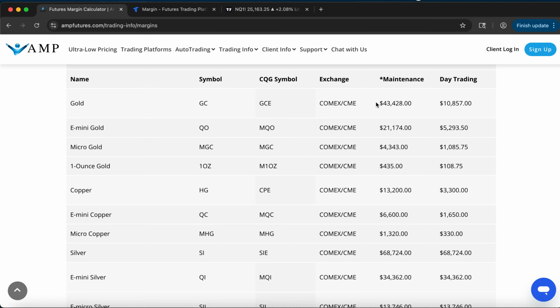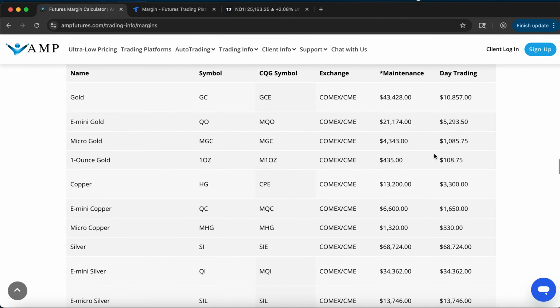Sometimes brokers tend to increase their margins as they go, depending on the volatility and the activity on that said pair. And right now, gold and silver are the two strongest metals, moving at insane percent gains at the moment. So it's not a surprise that they're so high right now. Micro gold 1,085. Beta is 4,343.